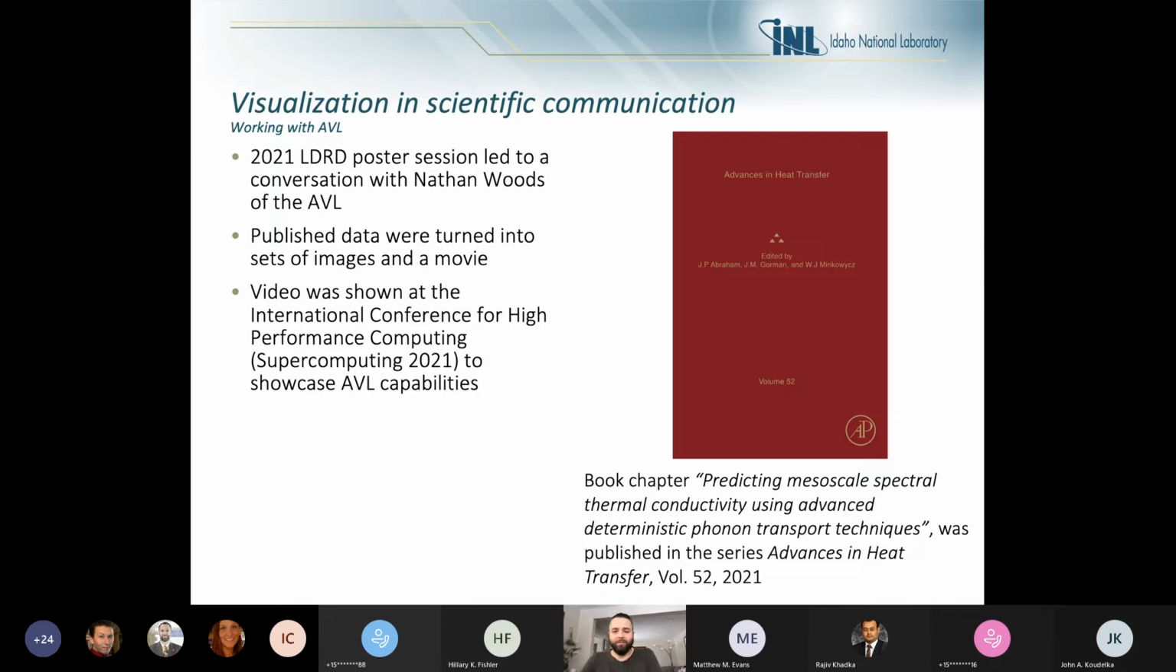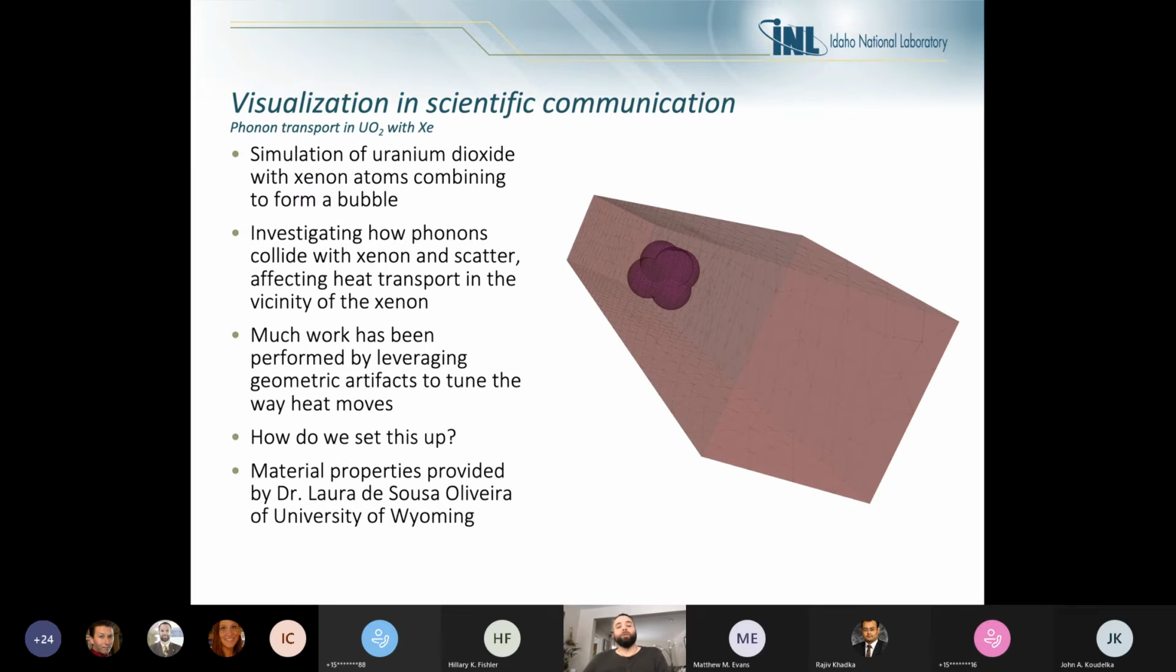During the course of the Seed LDRD, I got invited to write a book chapter for this Advances in Heat Transfer series. The images and movies that I'm going to show you are from data that was published in that series. What he used that movie for was to talk about the capabilities of INL at the Supercomputing 2021 conference, which was pretty cool. So everything leads to this now.